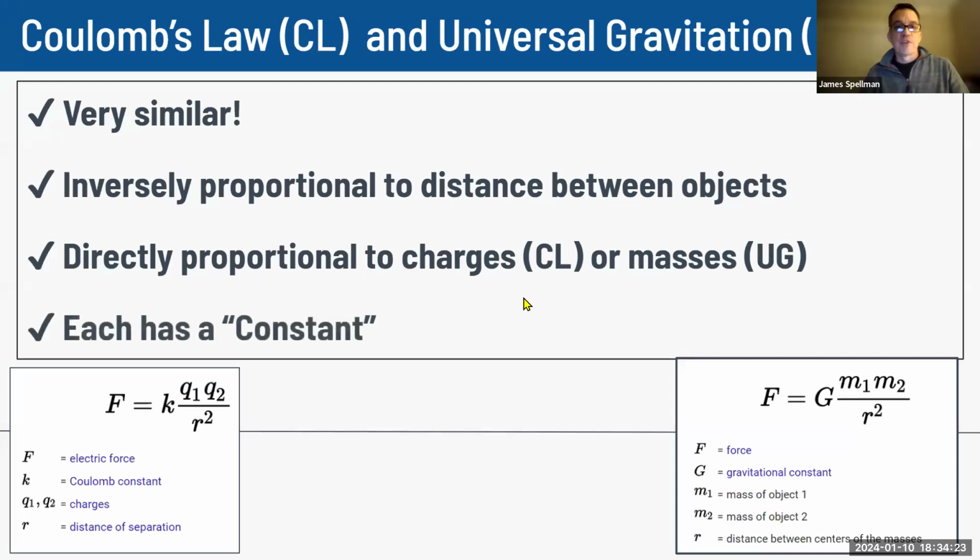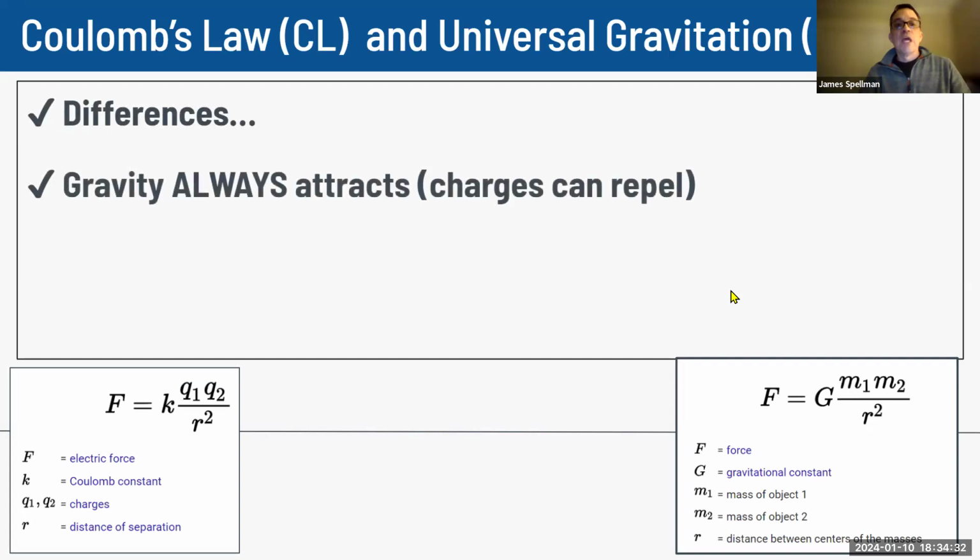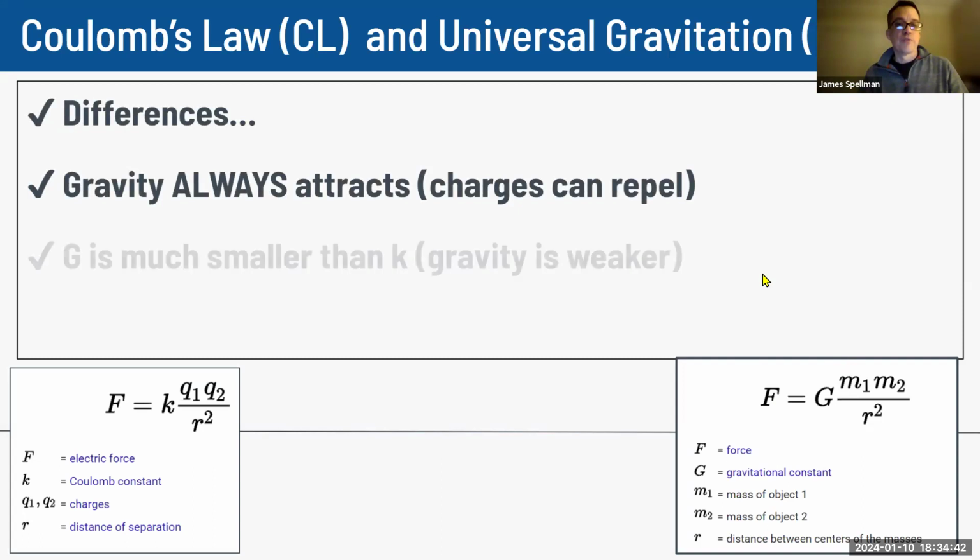All right. Each of them has a constant. The left-hand formula has the K, and the other one has a G. Now, those constants are different. I'll go over that in a second. But these are the differences. Gravity is always an attractive force, always pulling things together, whereas the electrostatic force can be a repulsion force. So it can attract, can repel. So that's one difference that's there.